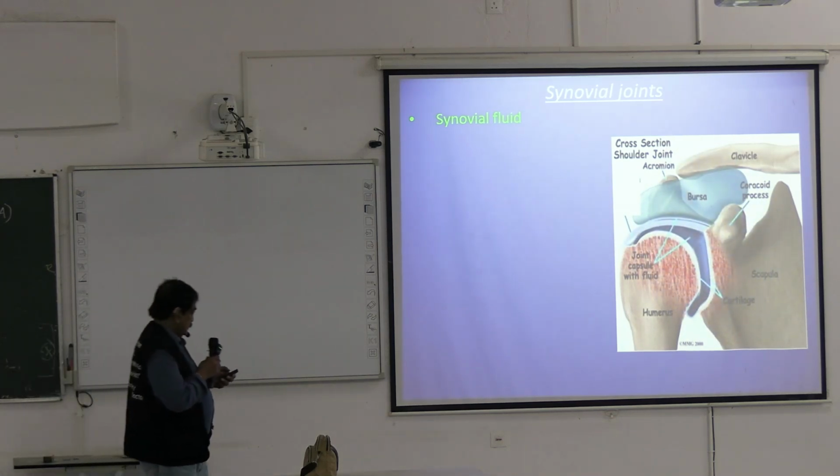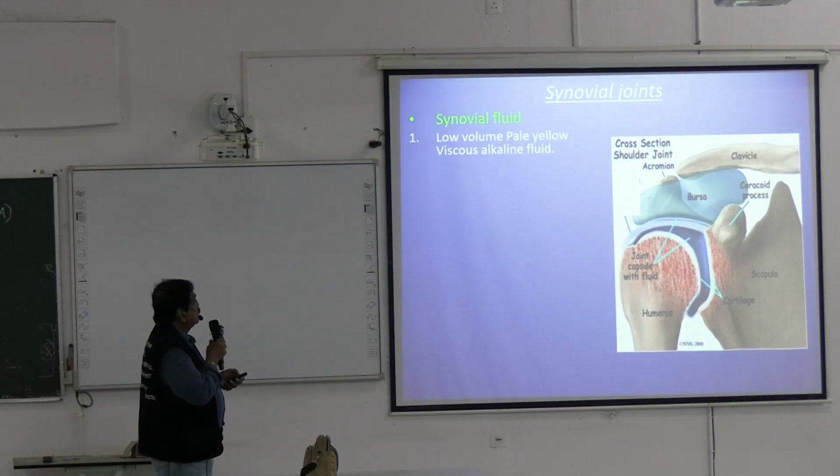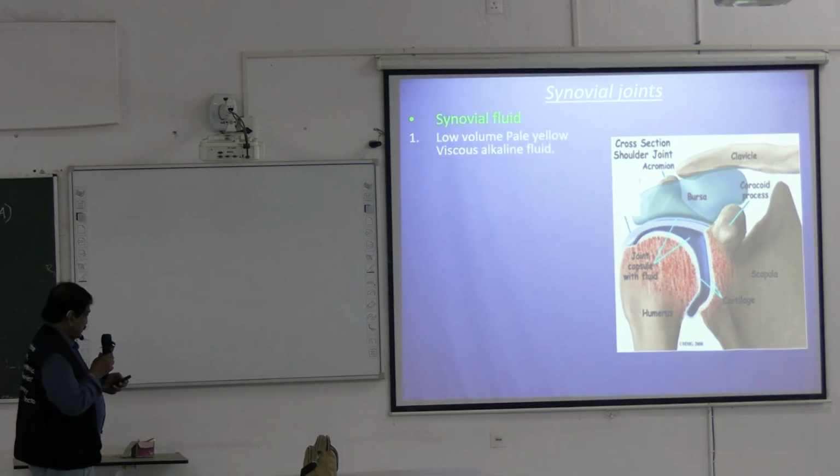Now, this is a cross section of shoulder joint. This is acromion. This is the bursa. This is the coracoid process. This is the clavicle. This joint capsule with fluid and cartilage and humerus. This is the scapula. Low volume, pale yellow, viscous alkaline fluid.